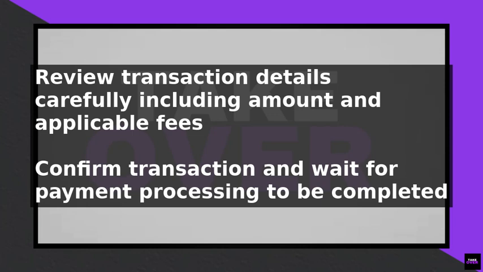In conclusion, paying someone on Binance is a straightforward process that requires a verified account, sufficient funds, and careful attention to transaction details. By following these steps and taking necessary precautions, you can securely and efficiently transfer cryptocurrencies to anyone on the Binance platform.